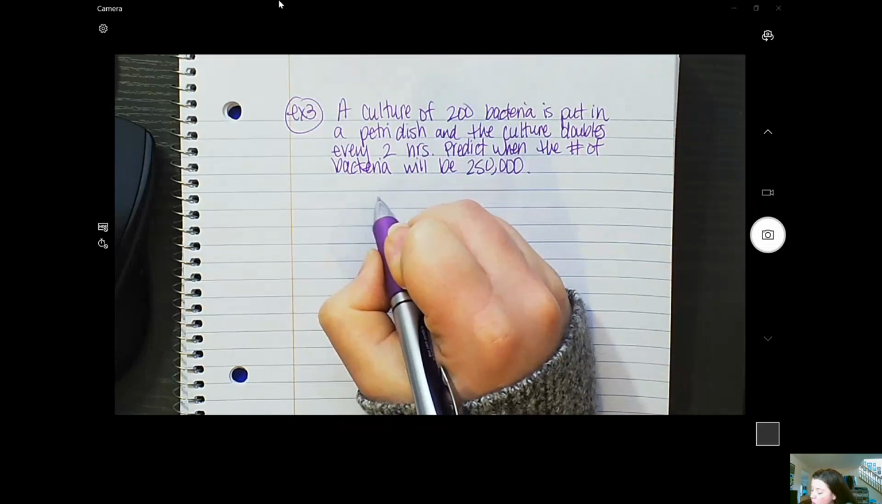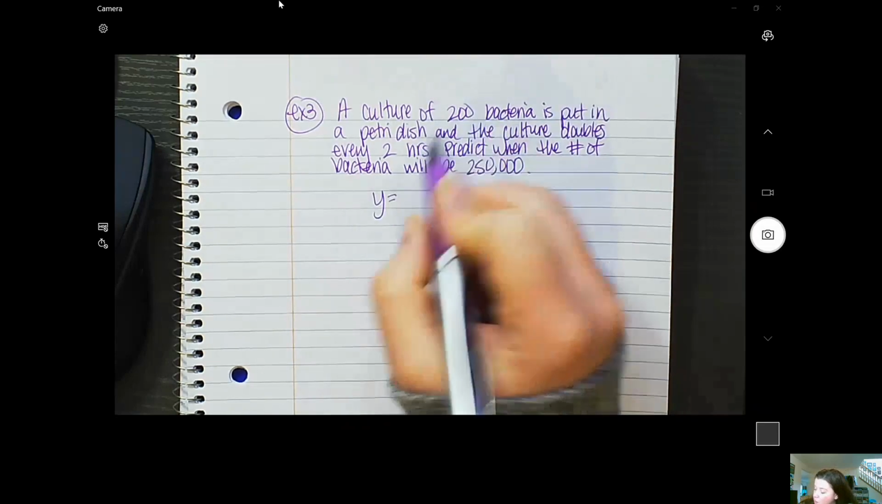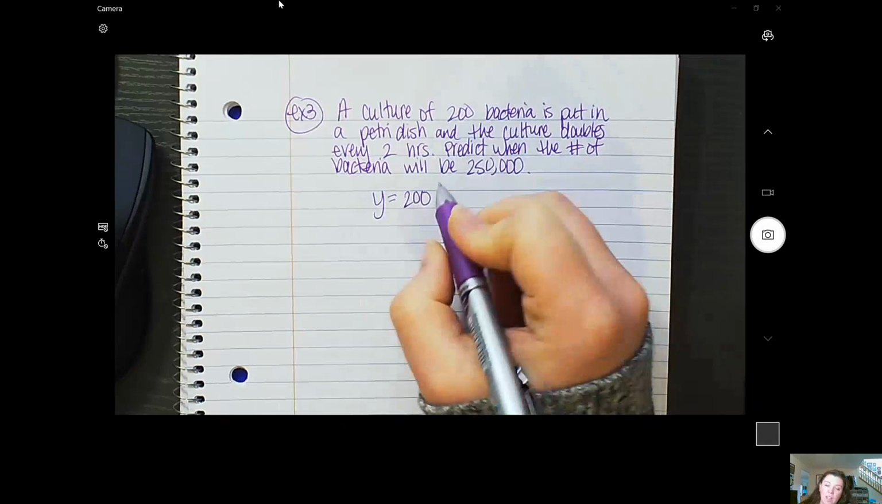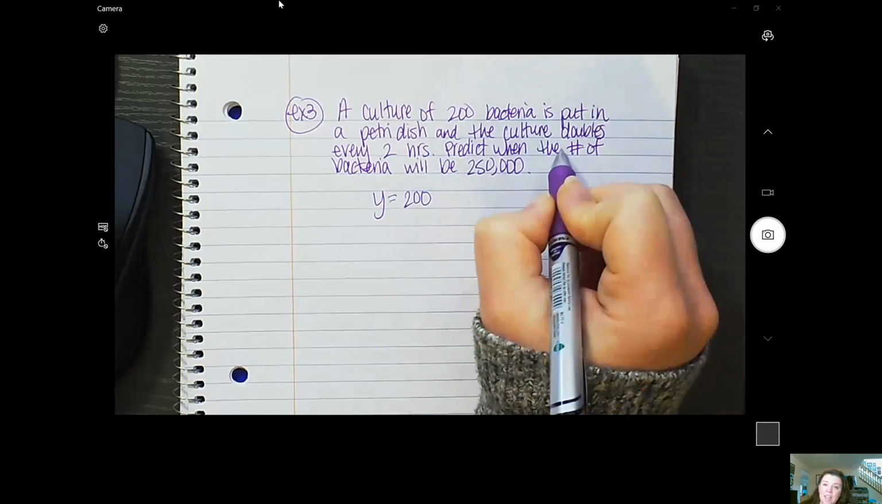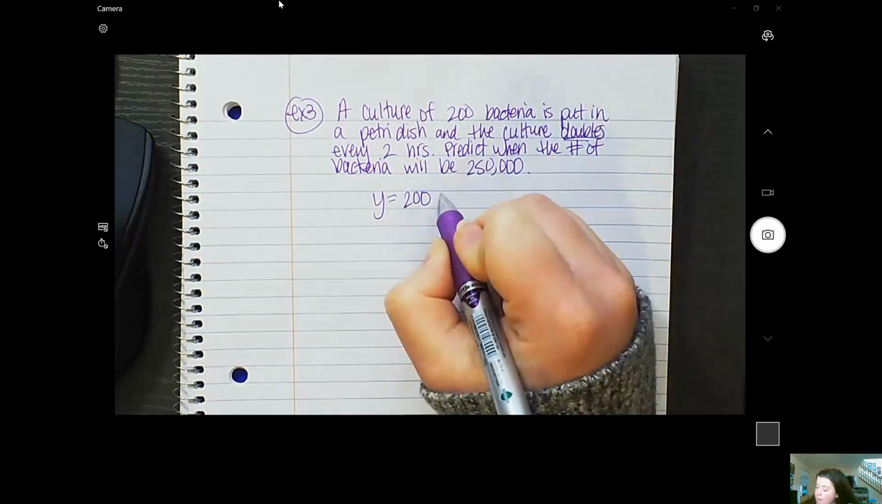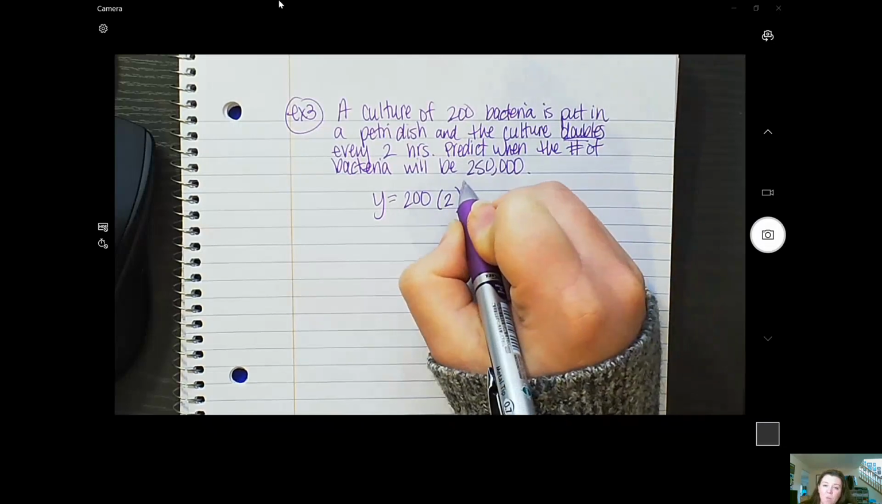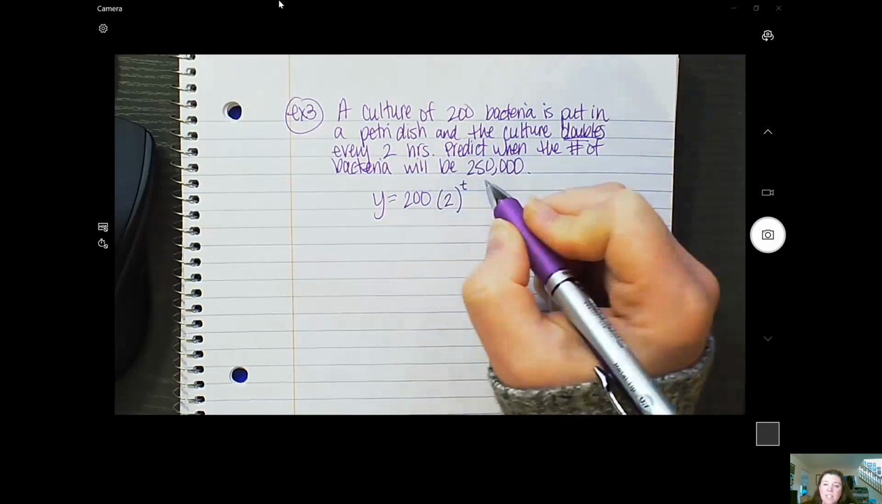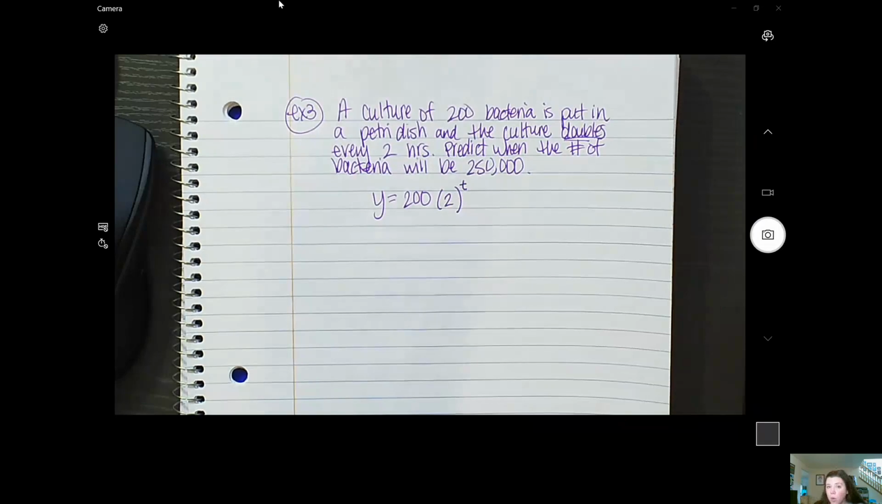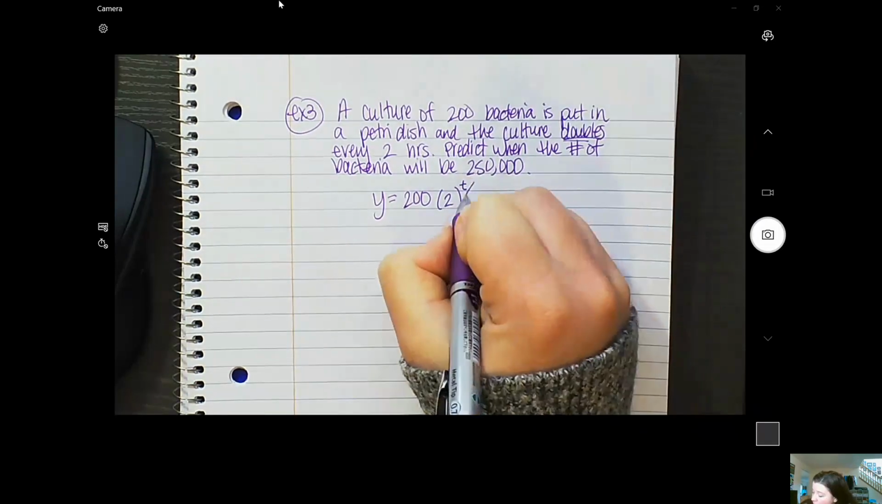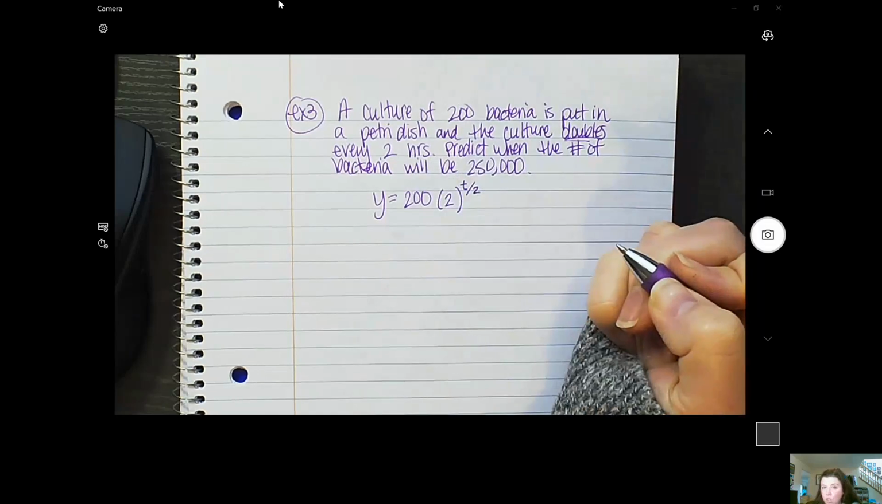Okay, so when we write out that equation, we're starting with 200, so that goes in the initial value spot. And it says that it's doubling, so automatically I know that my base is a 2. Okay, and then I'm going to raise it to the t power, but notice it doesn't double every 1 hour. It doubles every 2 hours. So I need to divide that amount of time by 2.